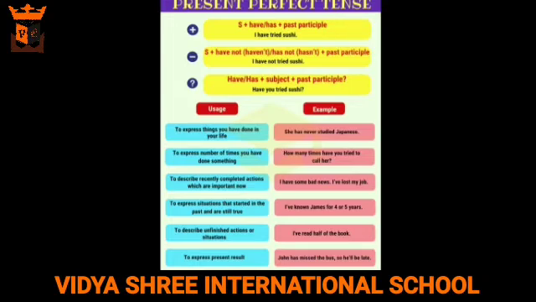It is used to express situations that started in the past and are still true. For example, I have known James for 4 or 5 years. Or it is used to describe unfinished actions or situations. I have read half of the book. It is also used to express present result.